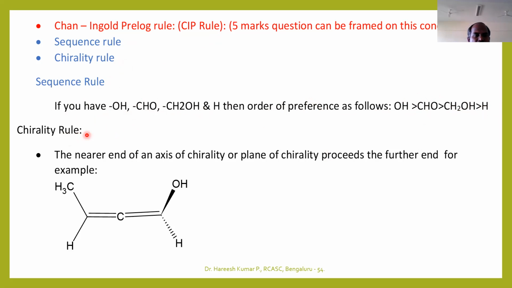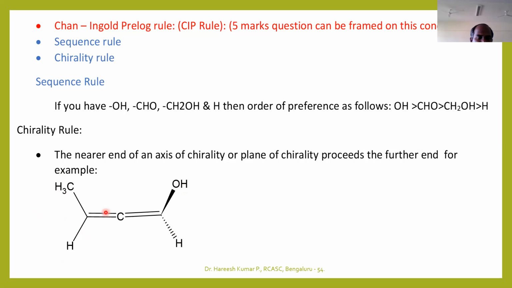So if we are looking into the chirality rule, the nearer end of an axis of chirality or plane of chirality precedes the further end. For example, this allene you can take. This kind of C double bond molecules are called allenes. If you are taking this kind of molecule, then the axis of chirality, that means there will be a line passing through like this. One line is passing through this, and you can observe that on both sides there are different groups. Here OH and here H. Here CH3 and here H.